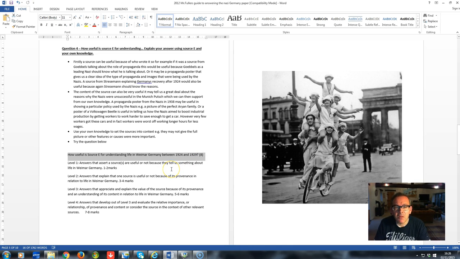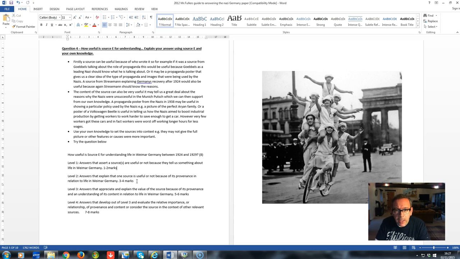The examiner's mark scheme goes: level one, answers that just assert a source is useful or not because they tell us something about Weimar Germany. So just a really basic answer. None of you are going to fall into that trap. Level two, answers that explain that a source is useful or not because of its provenance, so just looking at the background of that particular source, who wrote it and what it was written for, rather than actually looking at the content. So you forget to look at the content.